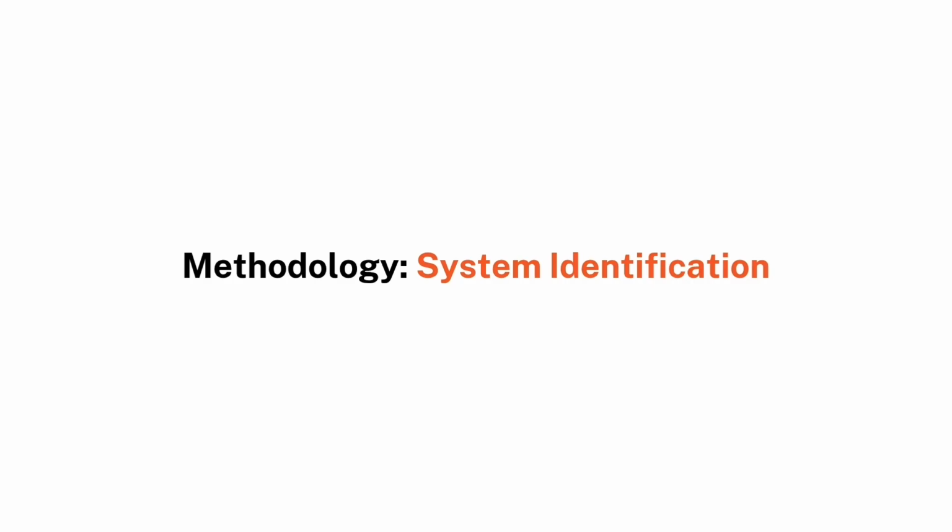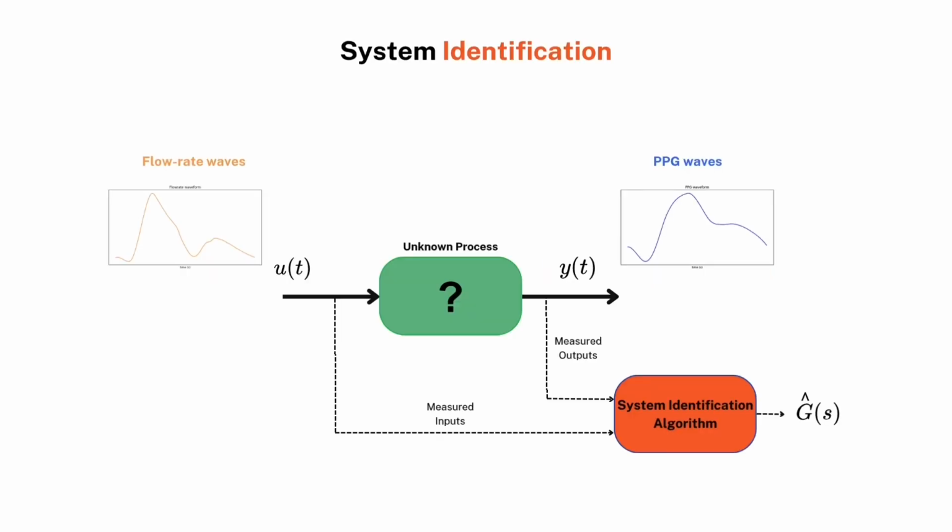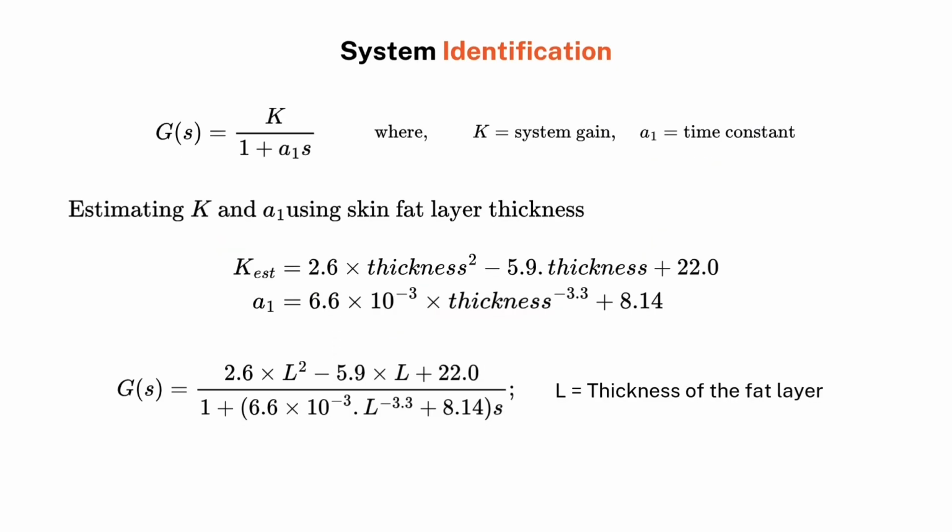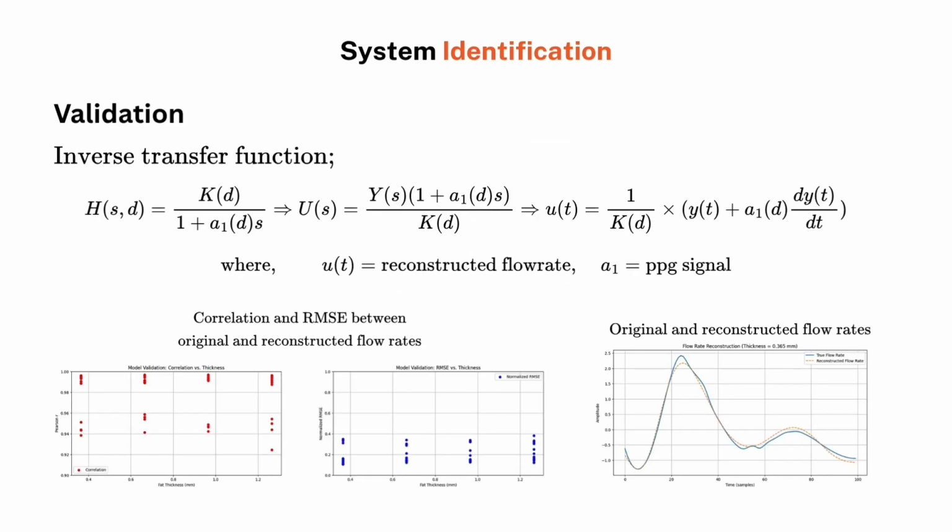Flow rate waveforms have more detail than PPG signals. Our goal was to reconstruct flow rate using non-invasive PPG. We used synthesized flow rate PPG pairs with flow rate as input and PPG as output to estimate the system. A first-order transfer function gave the best results. We found gain has a quadratic relationship and the time constant a power-law relationship with fat layer thickness. We used the inverse model on unseen PPG signals to reconstruct flow rate. Results showed higher correlation and low error, confirming accurate reconstruction.